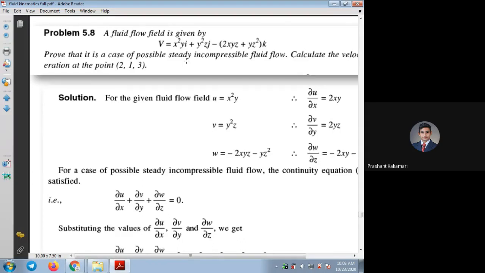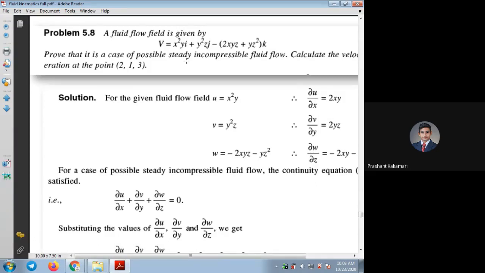So here one should again recall, for a steady flow, what should the continuity equation be? In the continuity equation, we neglect the dou u by dou t, or the change in velocity with respect to time, which will be 0, because we are not going to consider the changes of velocity with respect to time.